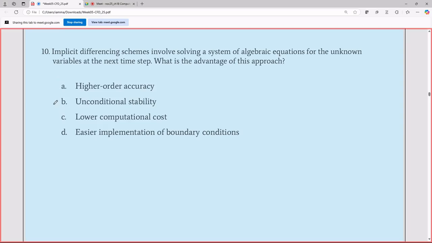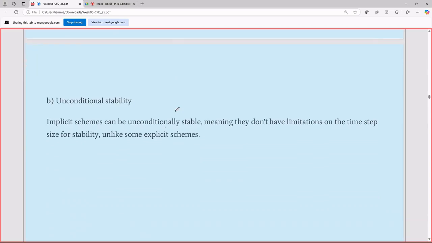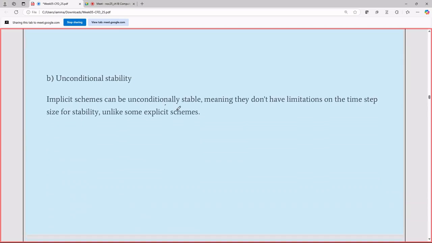Our answer is option B, unconditional stability. When using implicit schemes, we can achieve unconditional stability. The term unconditional stability means that we don't have to impose any particular limitation in the form of a stability criterion.